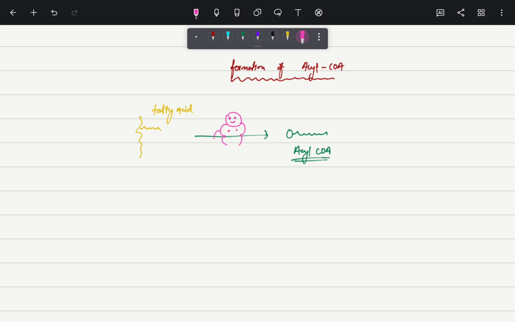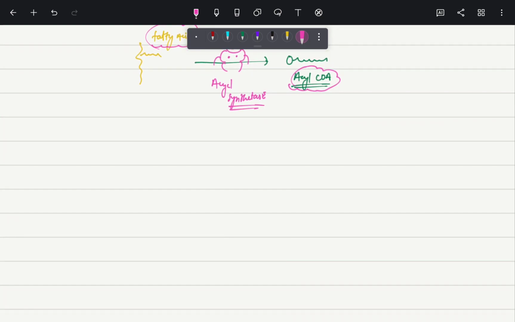What is the enzyme responsible here? The enzyme is acyl CoA synthetase, or we can simply call it acyl synthetase. So once again, acyl synthetase can convert the fatty acids into acyl CoA. Now, why is the formation of acyl CoA very important?